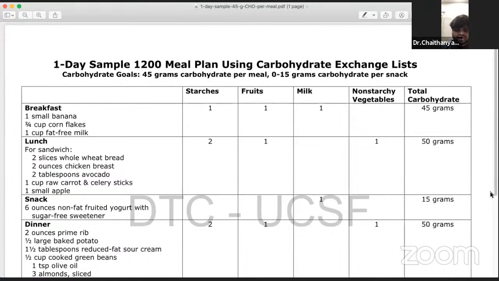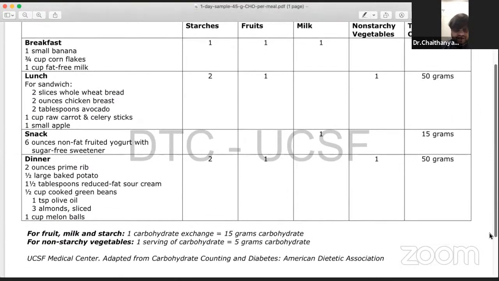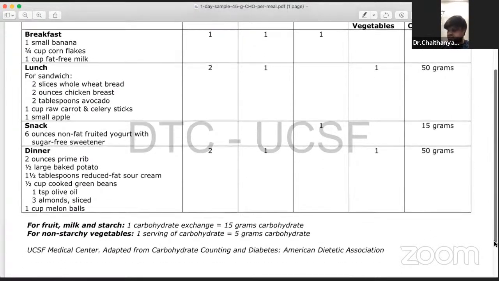So you can see the bottom of this particular PDF. I don't know why it is not visible. Bottom of the PDF. Yes, thank you. Yeah, it is visible now.